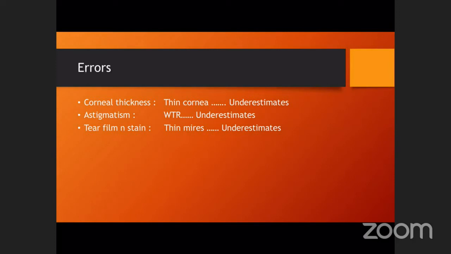When the astigmatism is more than 3 or 4 diopters, then in case of with-the-rule astigmatism, it underestimates the IOP, and against-the-rule astigmatism, it actually overestimates. Now, if you have a lot of tear film and stain, you will have a thick mire and it will overestimate the IOP, whereas in case you have a very thin mire, it will underestimate. So in case you have a thick mire, you have to wipe off excess of the stain or tear film. And if I have a thin mire, you can ask the patient to blink a couple of times and again recheck. If not, you can also put a little more fluorescein stain into the eye.